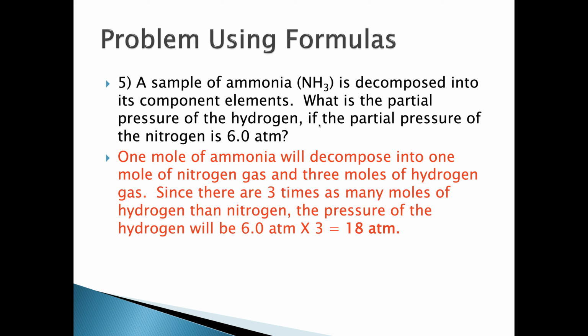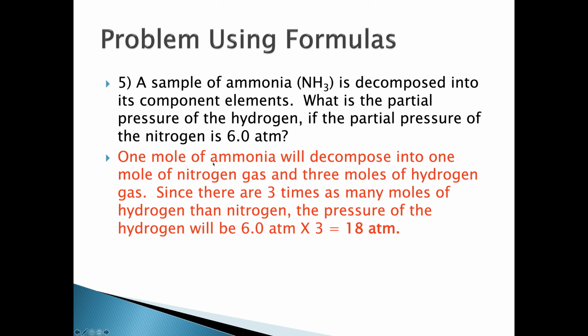Number 5, a sample of ammonia, NH3, is decomposed into its component elements of nitrogen and hydrogen. What is the partial pressure of the hydrogen if the partial pressure of the nitrogen is 6 atmospheres? Well, you'll notice the ratio of nitrogen to hydrogen is 1 to 3. So whatever nitrogen is, hydrogen will be 3 times as much. And whatever hydrogen is, nitrogen will be 1/3 of that.